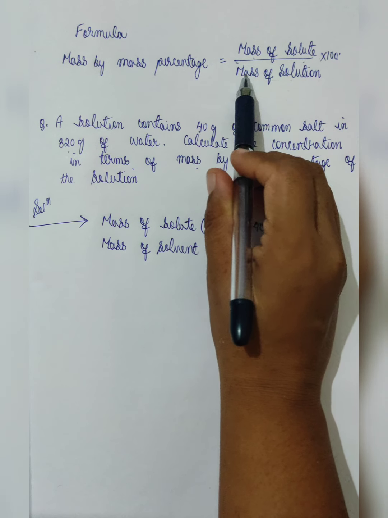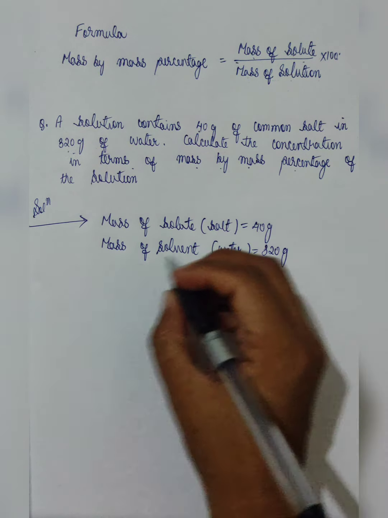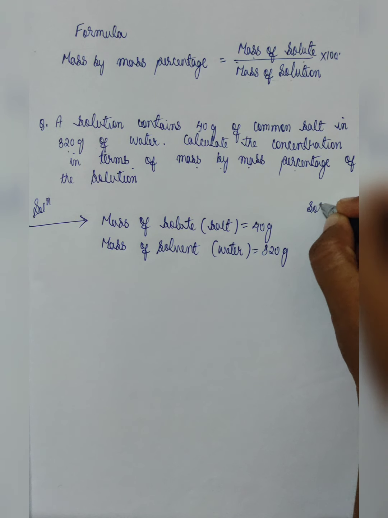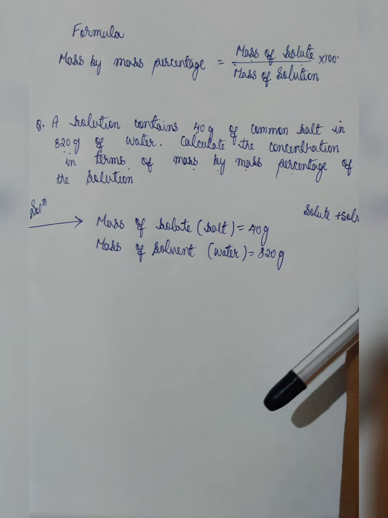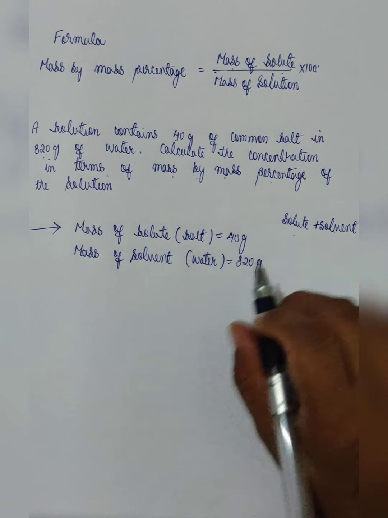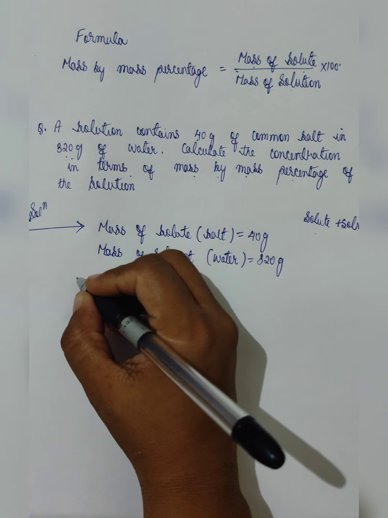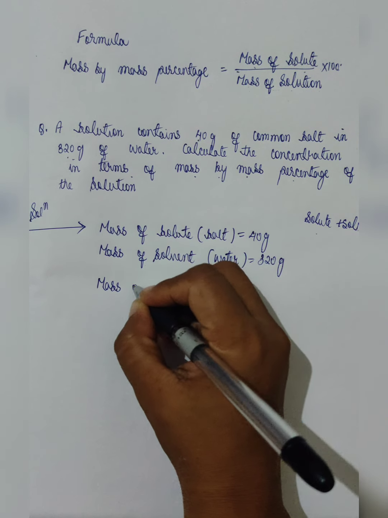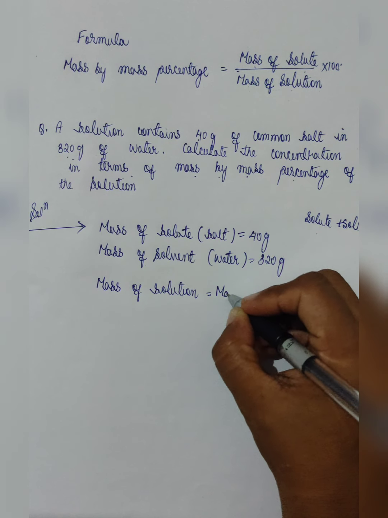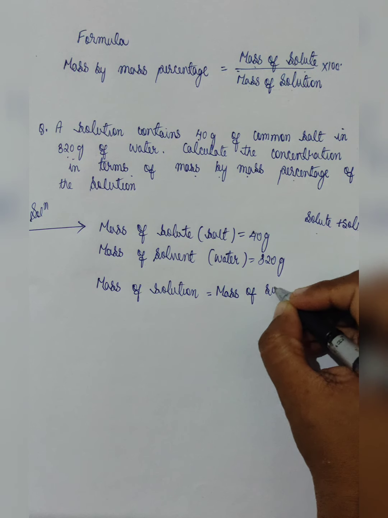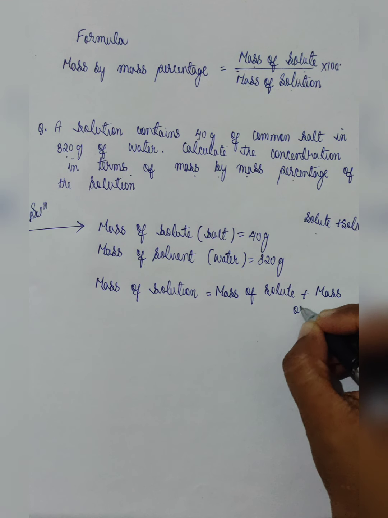Now what is the mass of the solution? How is a solution formed? A solution is formed when solute is added in solvent. When solute is added in solvent, we get our solution. So in the same way here, in order to find the mass of solution, you will add up mass of solute plus mass of solvent.